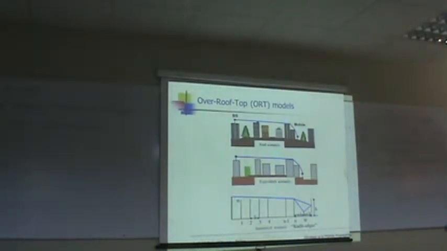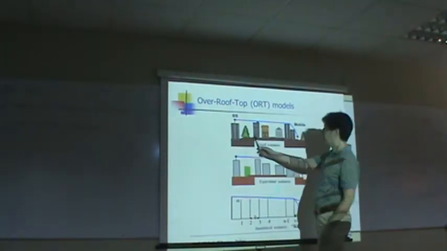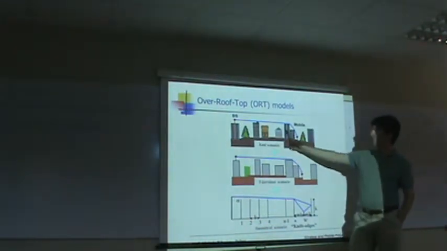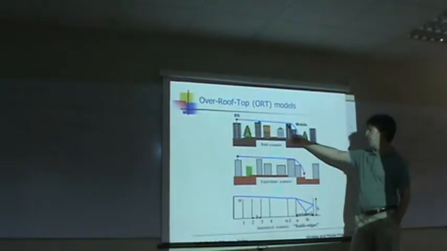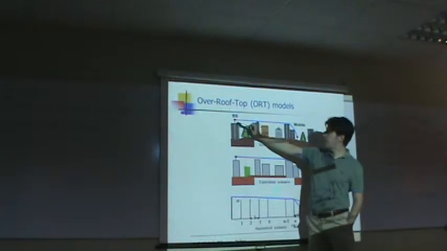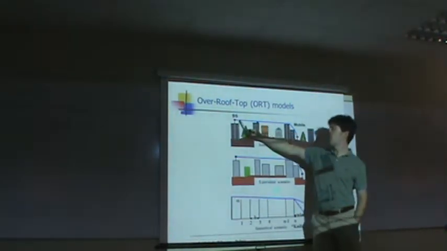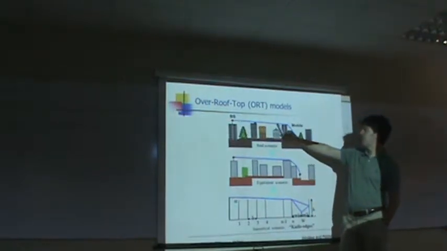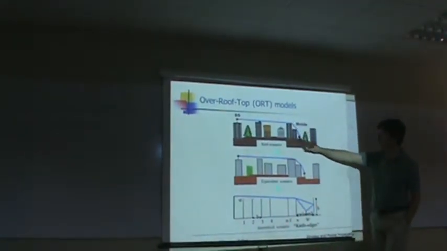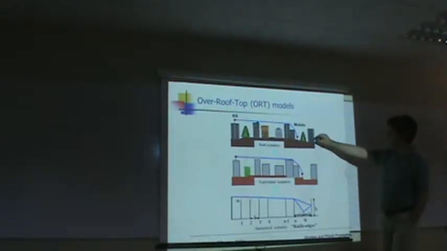Now that's how the over-rooftop models work. We start from the real scenario where you have the base station on top and the mobile users on the ground. And as I said, we assume that the propagation is along the rooftops. It's actually what happens. The dominant component is coming from above the roofs. So you take the real scenario.